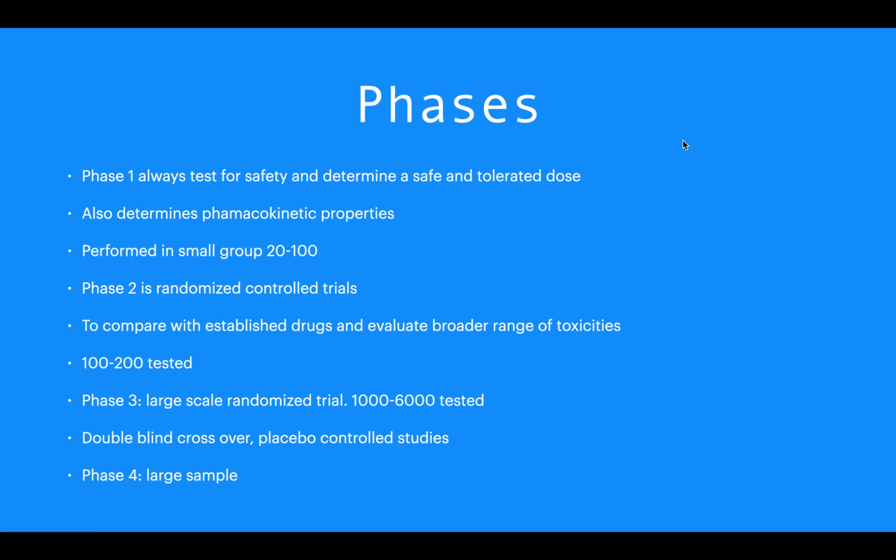So phase 1 always tests for the safety and determines a safe and tolerated dose. It also determines the pharmacokinetic properties. It's in a small group first, and then phase 2 is going to be the randomized controlled trials, and it compares with the established drugs and evaluates more toxic ranges, when a bigger group is tested. Phase 3 is going to be the large scale randomized trial, like the double blind crossover, placebo controlled studies. And phase 4 is going to be a huge sample because it's already reached market.